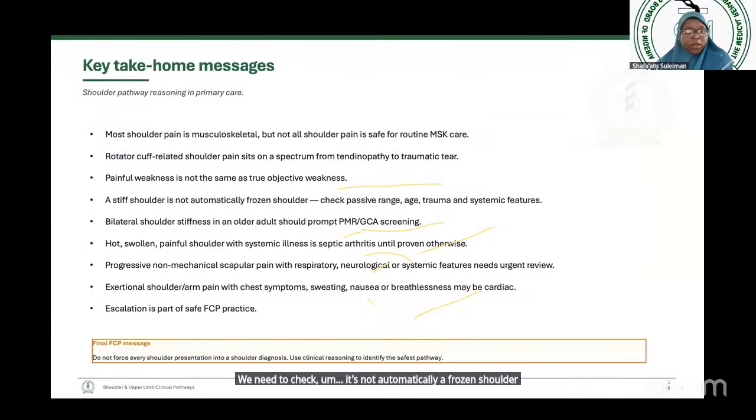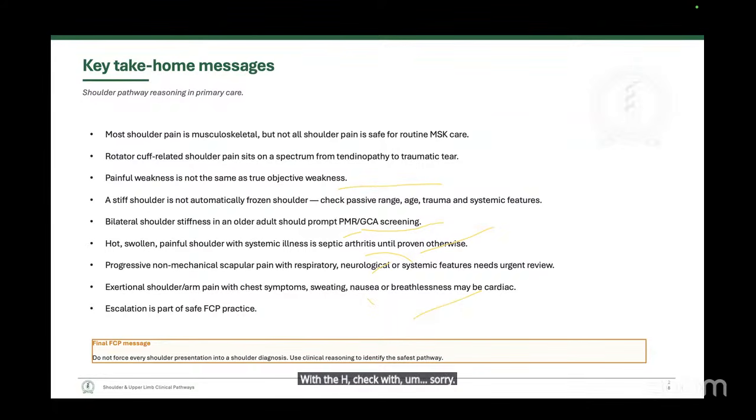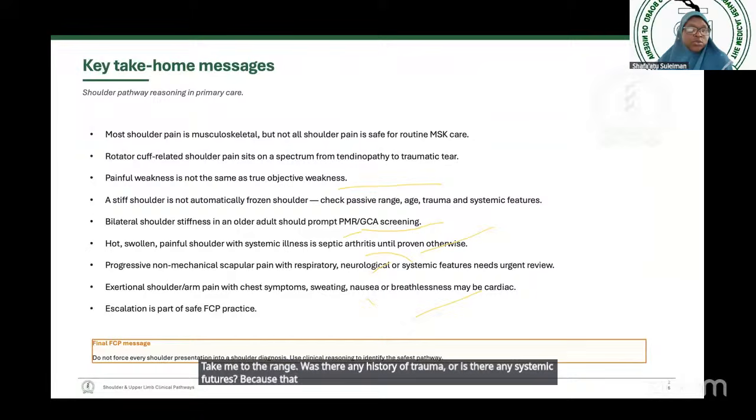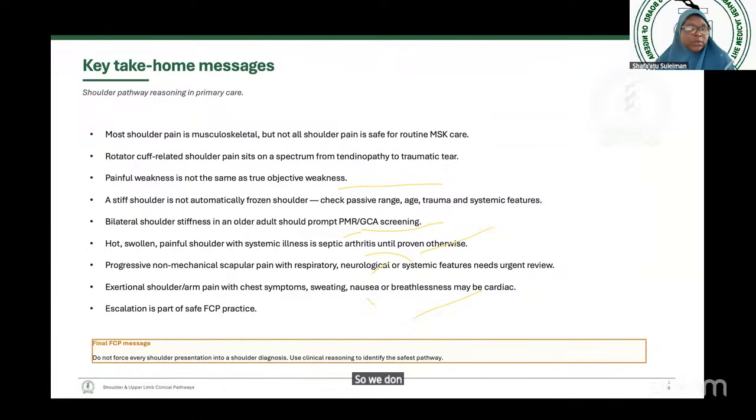We need to check with the age, check with the range. Was there any history of trauma or is there any systemic features? Because that can also lead to stiffness. So we don't miss out on those things and we will be treating frozen shoulder instead.